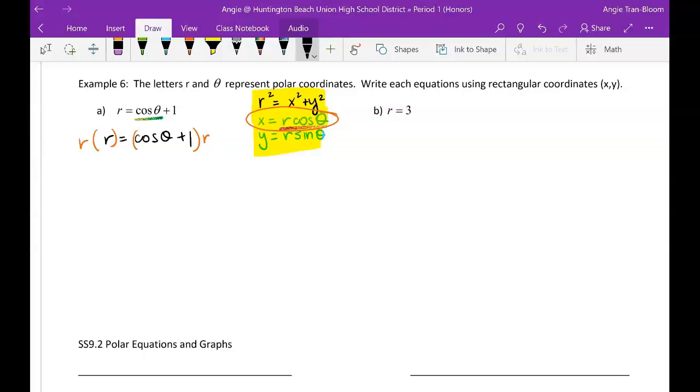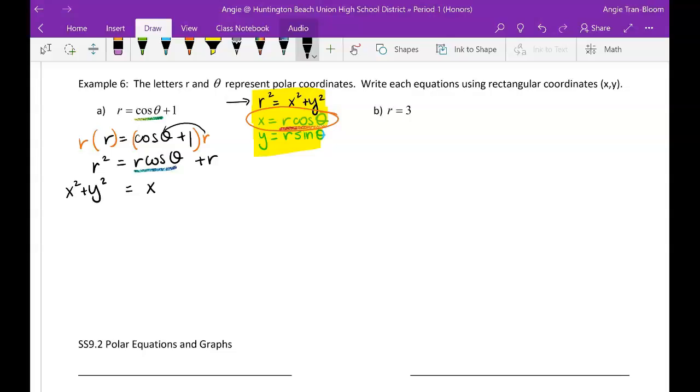So r times r is r squared. Cosine times r, distribute, that's r cosine of theta. 1 times r is r. Can you see that this is right now x? Now r squared is also x squared plus y squared. Remember, we're trying to convert it into rectangular. That means only x's and y's are left behind.